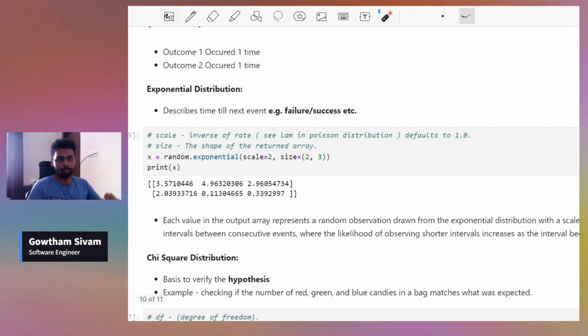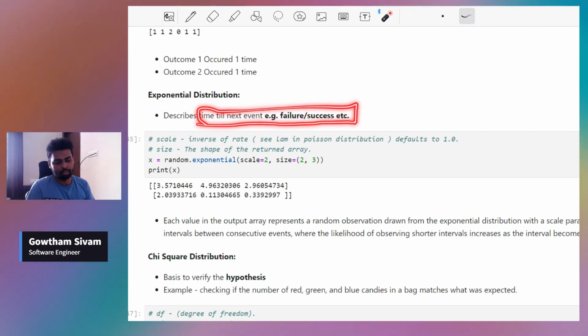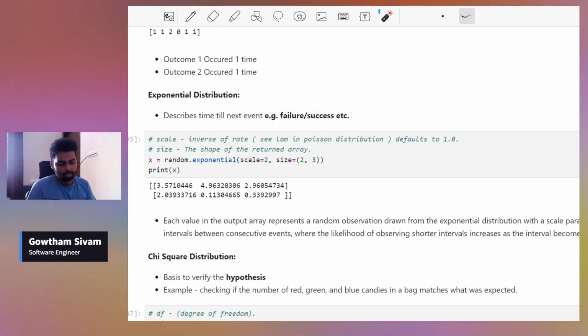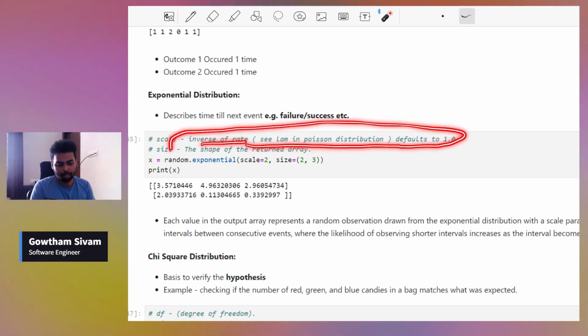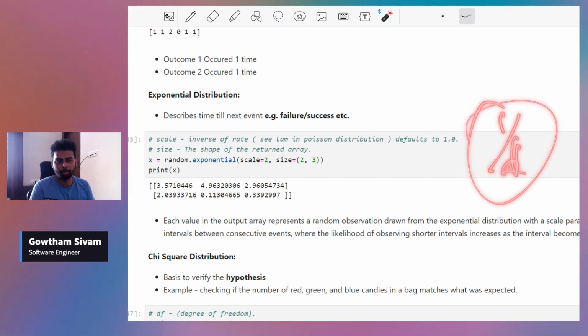Next is the exponential distribution, which describes the time till the next event of failure or success, where scale is the inverse of the rate. See lambda in the Poisson distribution. What does lambda in the Poisson distribution mean? When calls are coming in during a specific duration of time, the average rate of the number of calls is calculated with this lambda, right? So the scale parameter is the inverse of the rate of the actual thing happening. For example, assume this. This is what they mean.